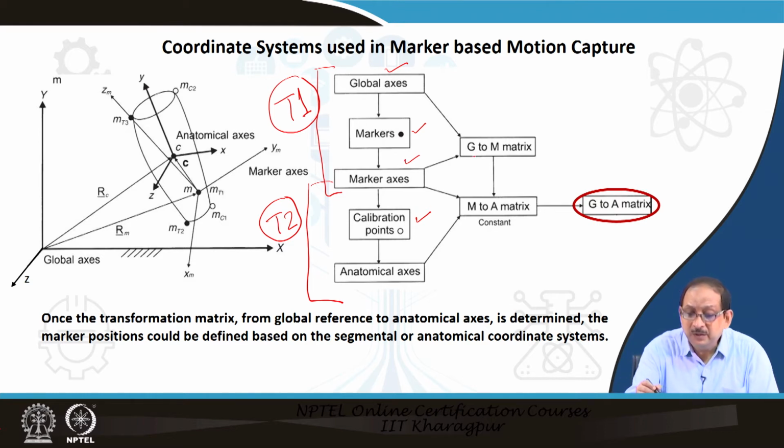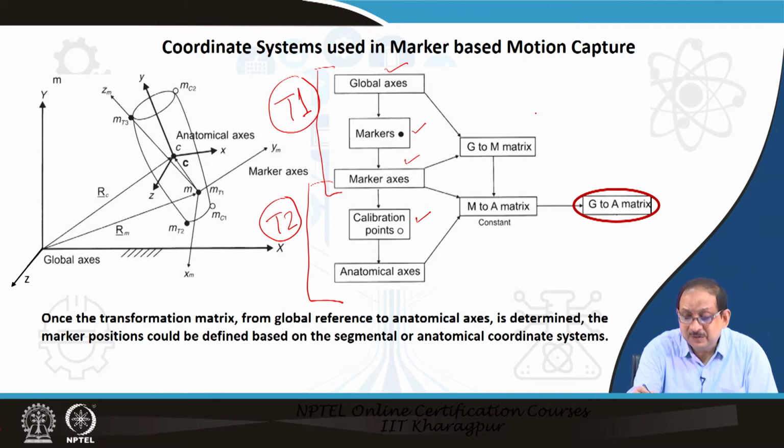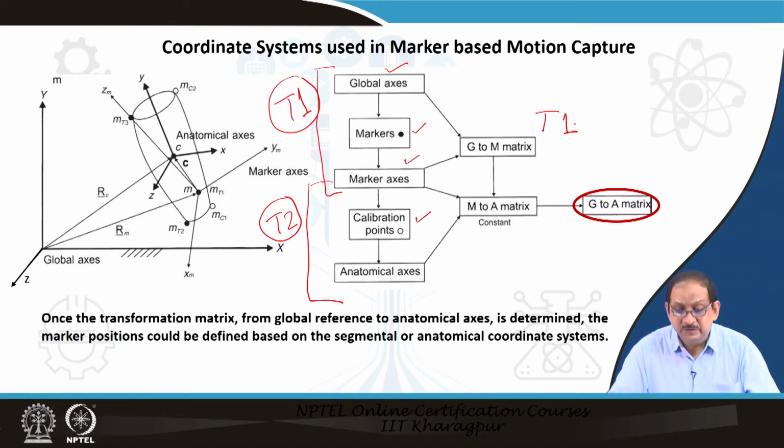So, the global to marker transformation matrix is obtained from the T1 transformation, and from marker to anatomical coordinate system is obtained from the transformation T2.